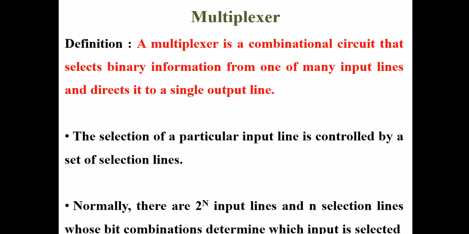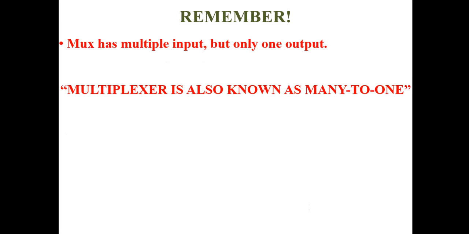Next is the multiplexer. A multiplexer is a combinational circuit that selects binary information from one of many input lines and directs it to a single output line. Now selection of a particular input line is controlled by a set of selection lines. Normally there are 2 raised to power n input lines and n selection lines, whose bit combinations determine which input is selected for a particular case.